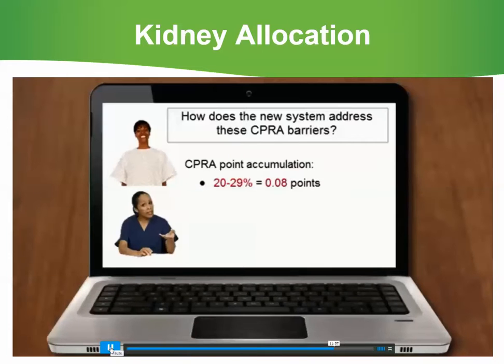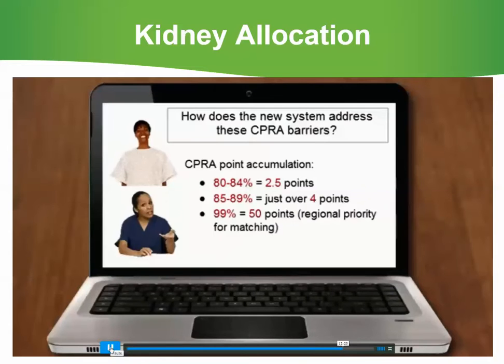As an example, let's focus on the sensitized patients with high CPRA scores. Patients with a CPRA of 80 to 84% will receive an additional 2.5 points, which equates to 2.5 years of waiting time. Patients with a CPRA of 85 to 89% will receive just over 4 points, which equates to 4 years of waiting time. But patients with CPRAs in the high 90s will receive substantially more points. Scores of 99 will receive 50 points, and CPRA scores of 100 will receive 202 points.